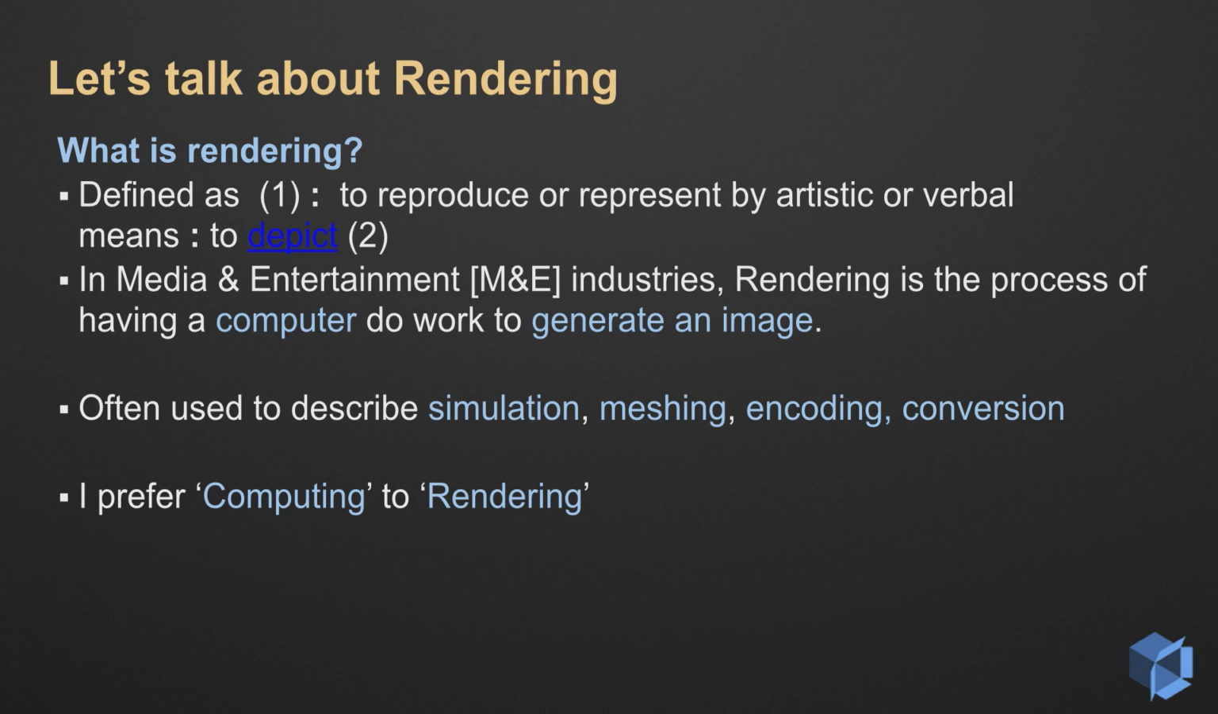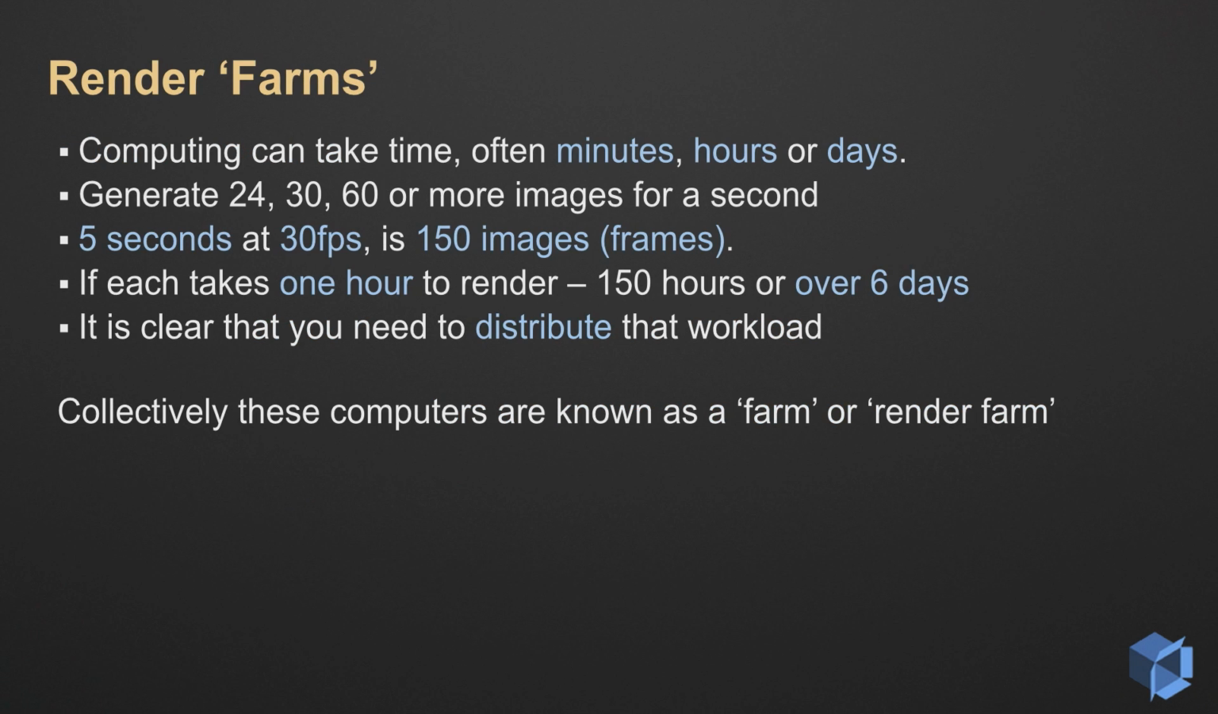So in M&E, media entertainment, the process of rendering is to create and generate images. It's also often used to describe the process of creating a variety of different elements for computer graphics, meaning simulation, meshing, encoding, conversion, and even the process of manipulating any of the files or scenes that you're working with. For example, merging data, importing, exporting, and so on. So I personally prefer the word computing to rendering, but I'm going to use them kind of interchangeably in this presentation.